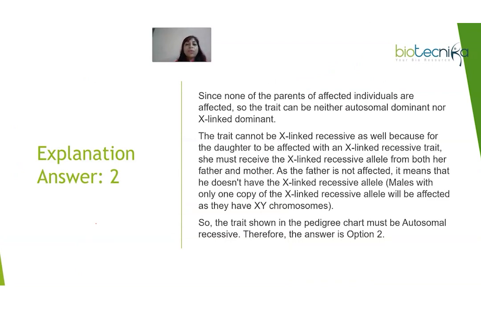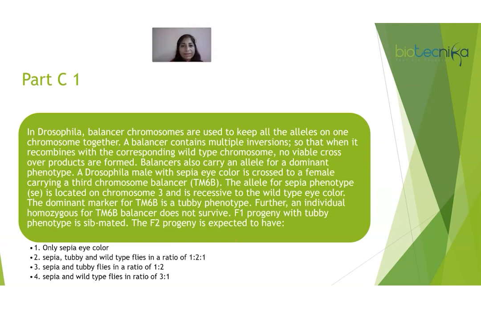Now this question, if you see, is quite easy compared to the other kind of probability related questions that are usually asked in the CSIR paper. So a trait cannot be X-linked recessive as well, because for the daughter to be affected with an X-linked recessive trait, she must receive the X-linked recessive allele from both father and mother. And as the father is not affected, it means he does not have the X-linked recessive allele, and that's why it cannot be X-linked. So the last option that we are left with is that it has to be autosomal recessive.